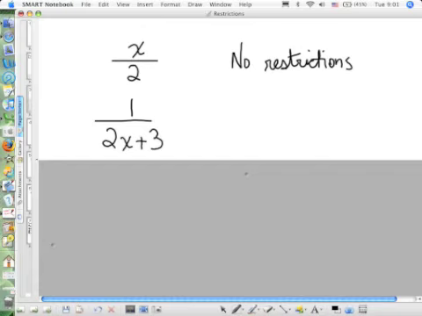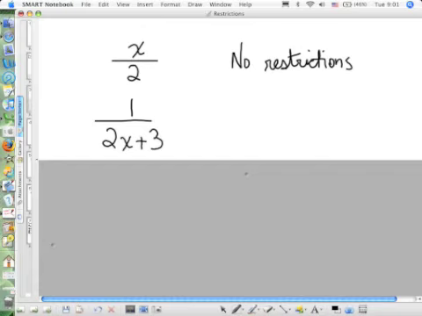Now here, I'm going to show you a shortcut. Can anybody tell me real quick, without even solving anything, what x cannot equal? -3. Well, if x is -3, that's -6 plus 3, that's -3, so we're all right.